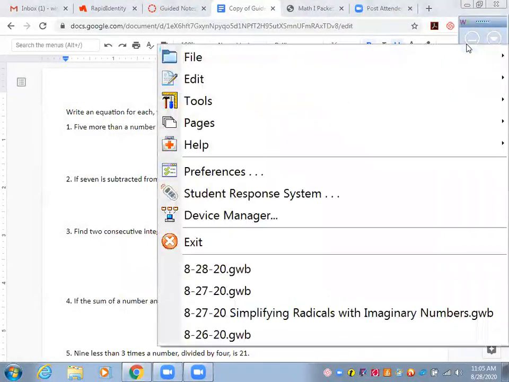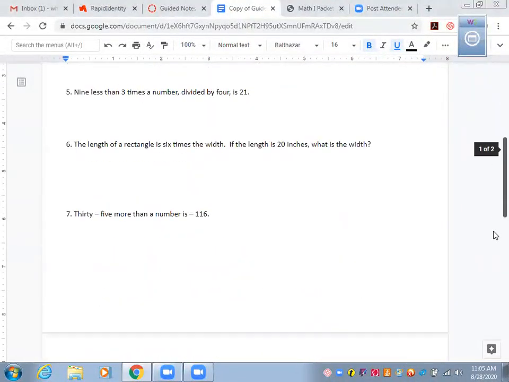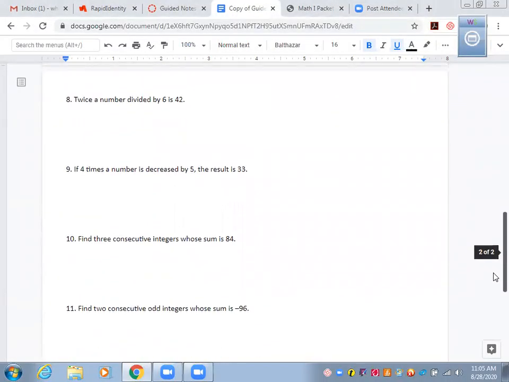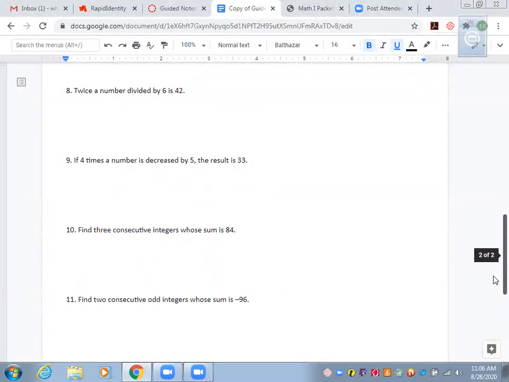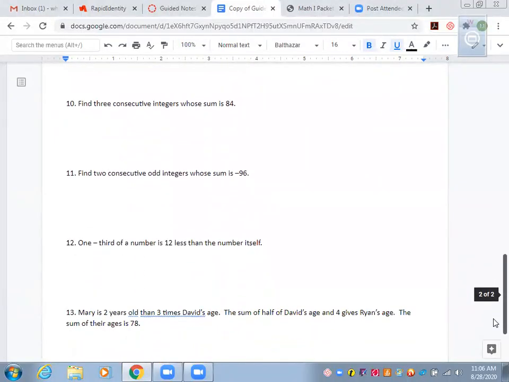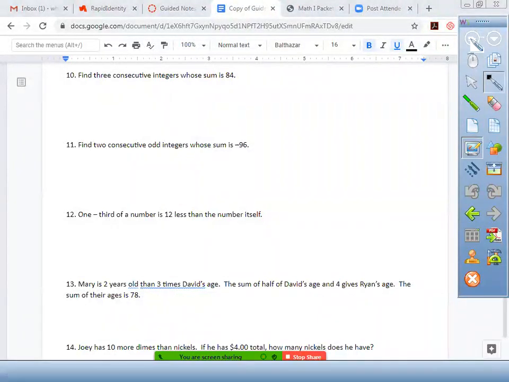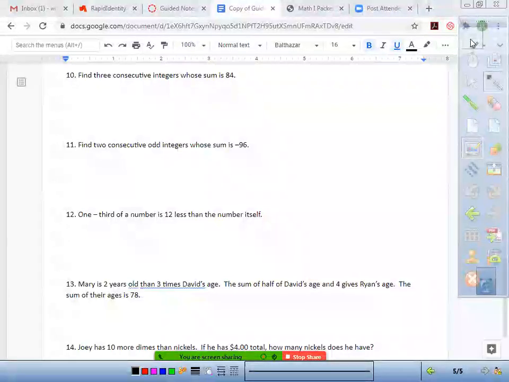All right, I want to skip down. That's not what I wanted. I'm going to skip down here and go to number 10. Do some more of those consecutive integer problems. Oh, we're going to do it together. Or do you want to do it by yourself? Say that again? We're good? Okay. Number 10.